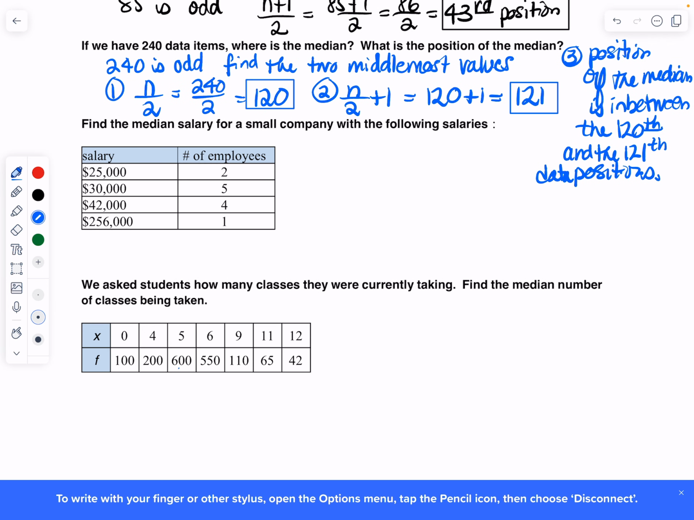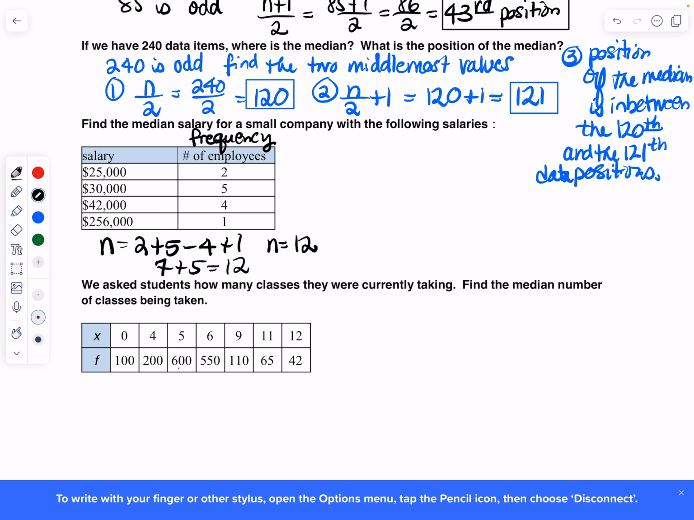Find the median salary for a small company with the following salaries. All right, guys. We made frequency distribution tables. Frequency is going to tell you how many things you have. So in this case, it's number of employees. So n equals 2 plus 5 plus 4 plus 1. So 2 and 5 is 7, and 4 and 1 is 5. And 7 plus 5 gives me 12. So n equals 12. Okay.